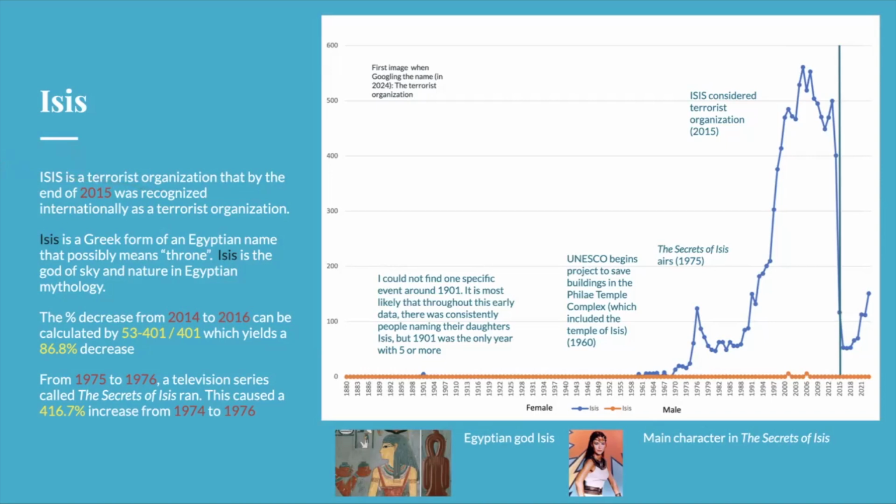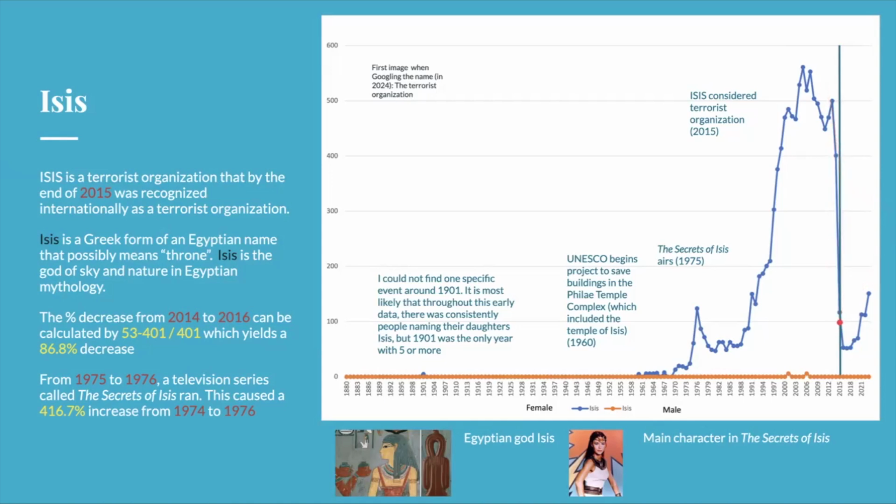But first of all, ISIS is a very old name. It's the Greek form of an Egyptian name that possibly means throne, and Isis is the god of sky and nature in Egyptian mythology. As a terrorist organization, it stands for the Islamic State of Iraq and Syria. So first of all, in 2015 is when they started being recognized internationally as a terrorist organization. So the percent decrease from 2014 to 2016 can be calculated to yield a 86.8% decrease here.